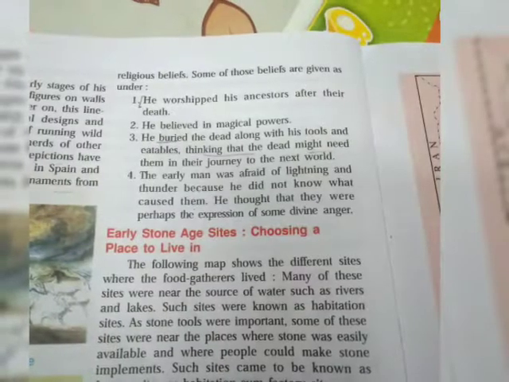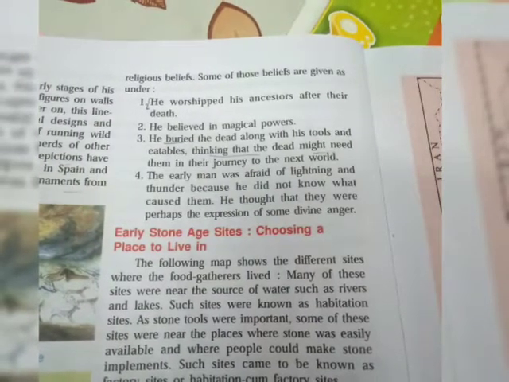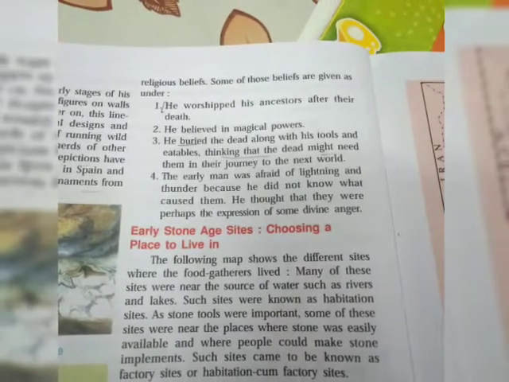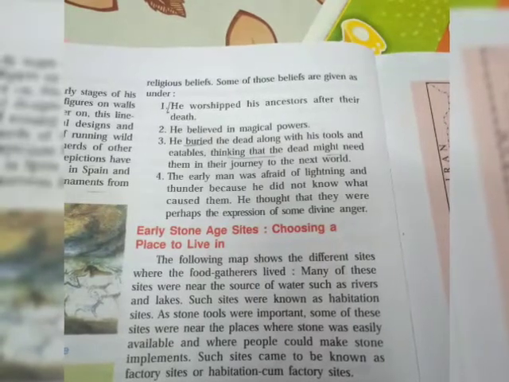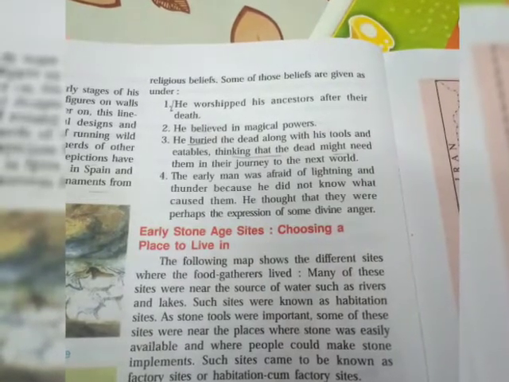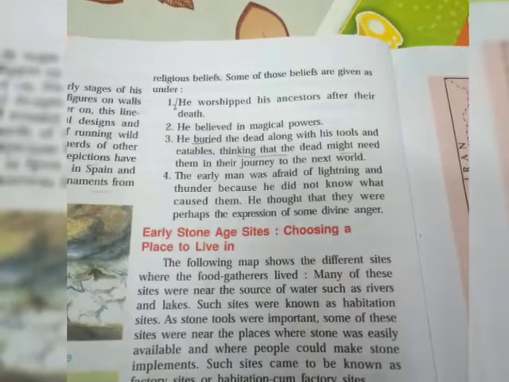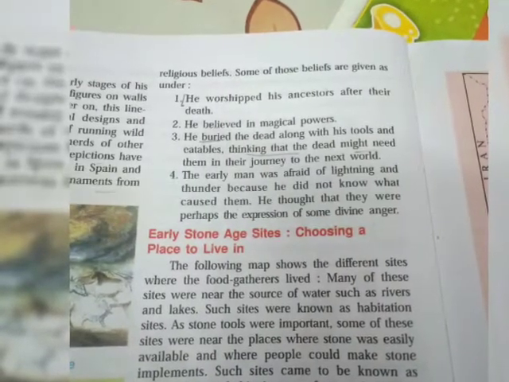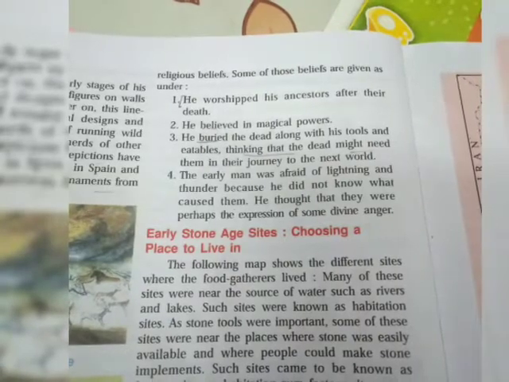Now, choosing a place to live in. On what basis did the early people choose the place to live in? The dwellings chosen by the early man were located near the sources of water, such as rivers and lakes, as well as where good quality stone tools were available.